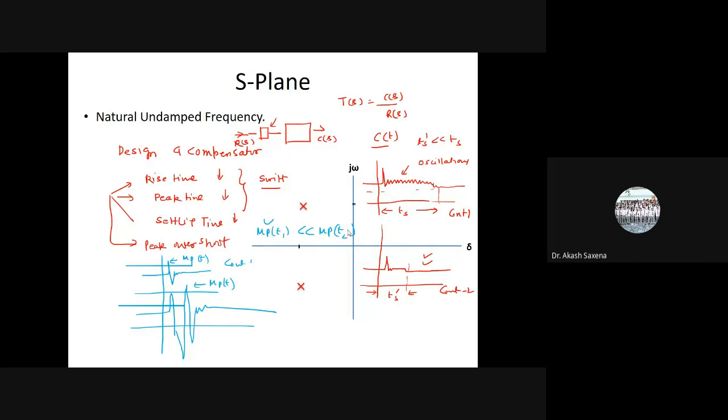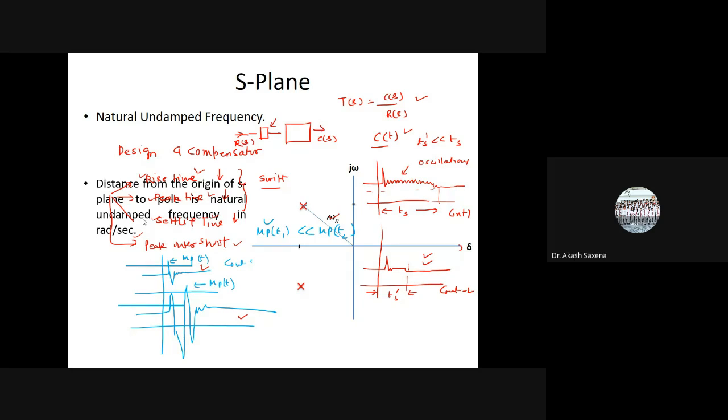Now, if you see the S-plane, here the S-plane has the real part and the imaginary part. If I want to design a compensator, what I do is I take a response, convert it into the time domain response, and then calculate rise time, peak time, settling time, peak overshoot like this. And we can have different systems, like this is one system, another one is another system. So I can say that peak overshoot can be a criterion for the design, as well as rise time, peak time, settling time, and peak overshoot can be the criteria for designing of the compensator.